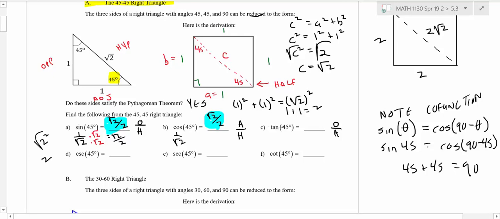Hopefully anyway. All right, so the tangent of 45 is opposite over adjacent. So that would be 1 over 1. So that would just be equal to 1.